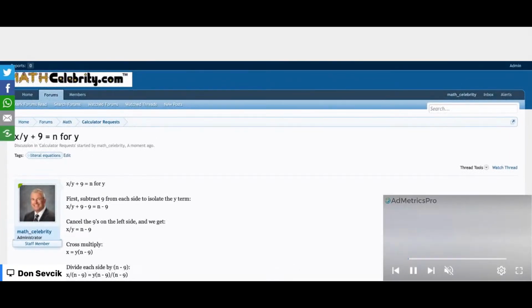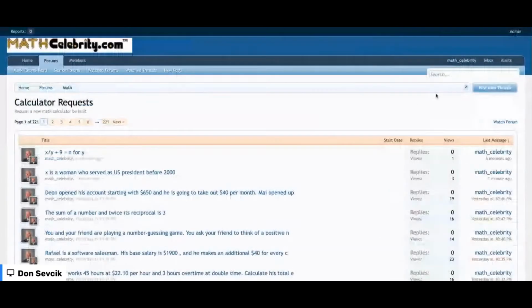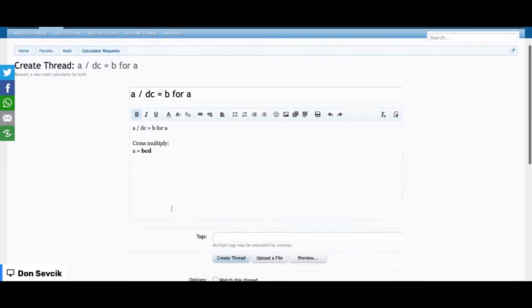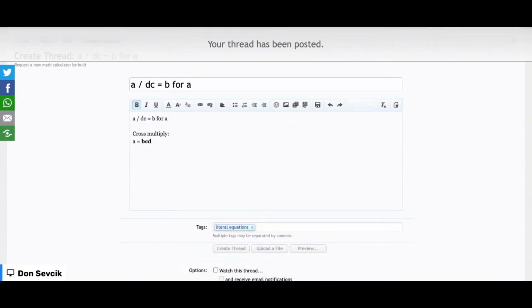All right, let's scroll through here, see what we got. Let's stay on the literal equation tip. Next problem. A divided by DC equals B for A. This is a quick one. We have A over DC equals B. You can cross multiply the DC by the B. We have A equals B DC. That's it. If you want, and sometimes the problem lists the variables in alphabetical order, you could also do that. BDC is the same as BCD by the commutative property of multiplication. Going to put literal equations in there, and that one's done.